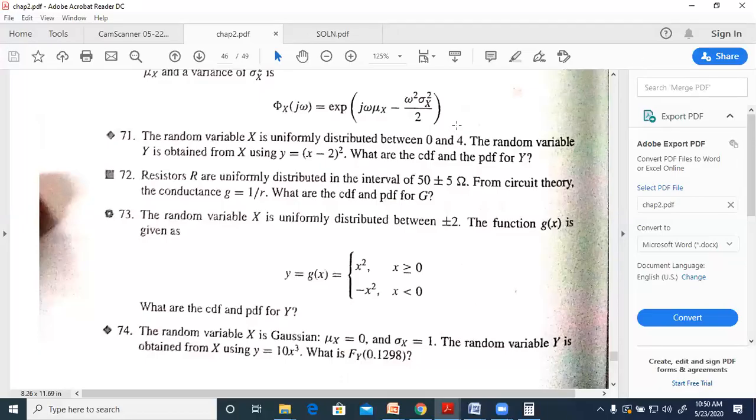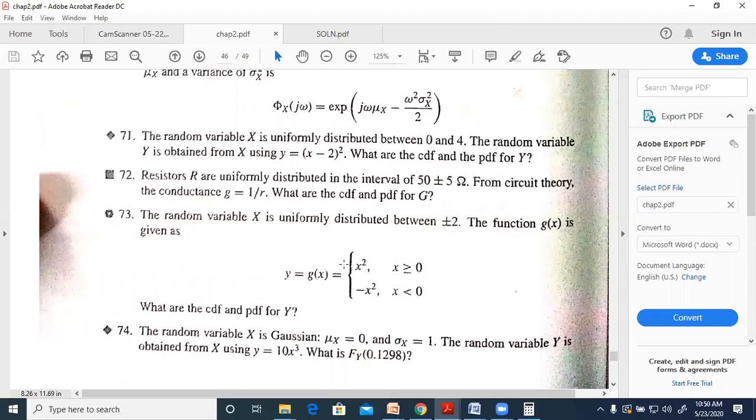So we were in module 1 of engineering statistics and linear algebra. We tried to solve till question 72 in the last class, and now we are trying to solve question number 73. That is, given the random variable x is uniformly distributed between plus or minus 2, the function g(x) is given as y = g(x) = x squared for x greater than or equal to 0, and minus x squared for x less than 0. What are the CDF and PDF for y?